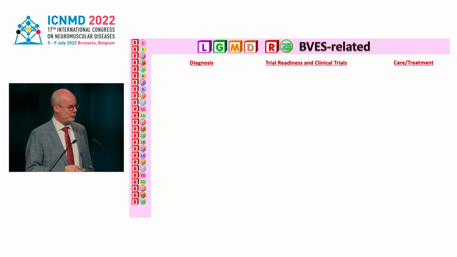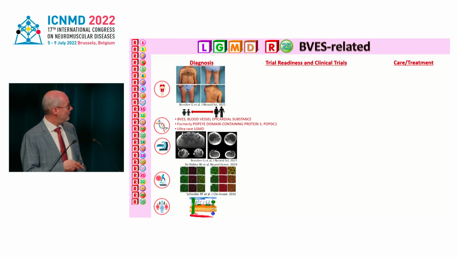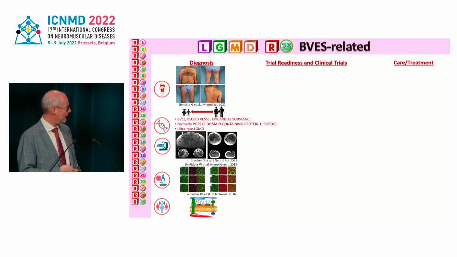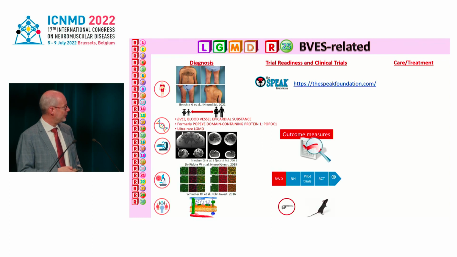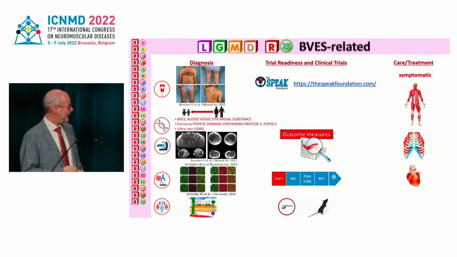Now we come to two more. This is BVES related. This is the blood vessel epicardial substance, also known as the Popeye1 gene. So these are membrane-bound genes that are involved in binding cyclic AMP and the potassium channel TREK-1. The function isn't quite clear, but they can cause clear limb-girdle muscular dystrophy. There are only a few families that have been published, so no trial readiness or clinical trials yet. And the heart for the Popeye genes can be involved.